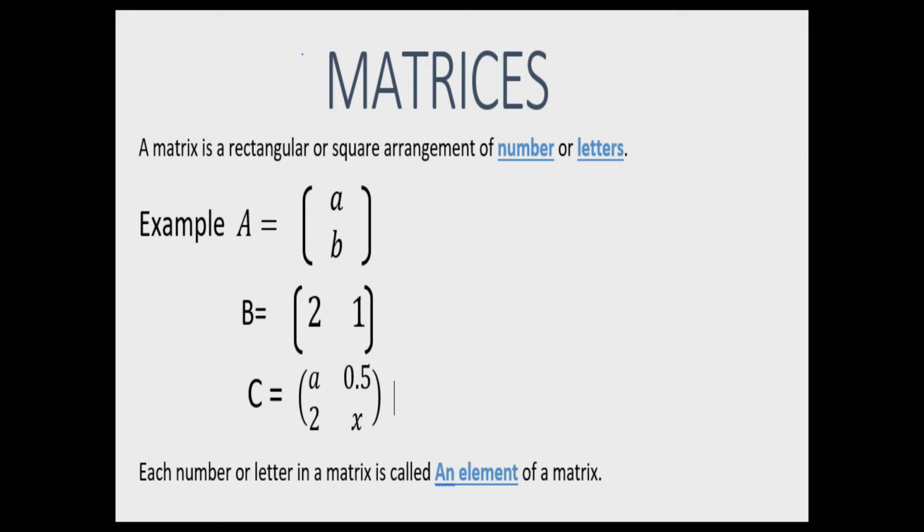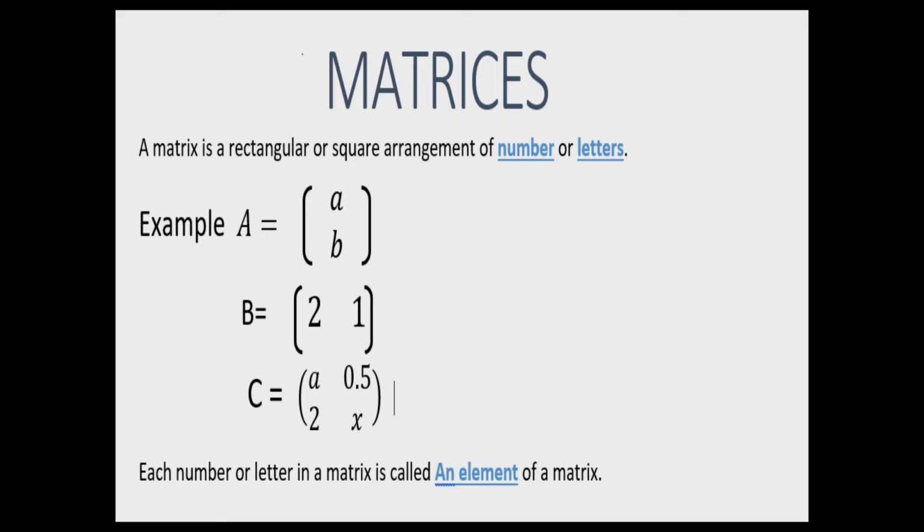Okay, before we move on, you have to know that each number or letter in a matrix is called an element. So for our case, for example, A, we have two elements. And why? Because we have A and B. So A is an element by itself and B is an element by itself. Same applies to B, we have two elements. 2 is an element by itself and 1 is an element. And matrix C, we have how many elements?